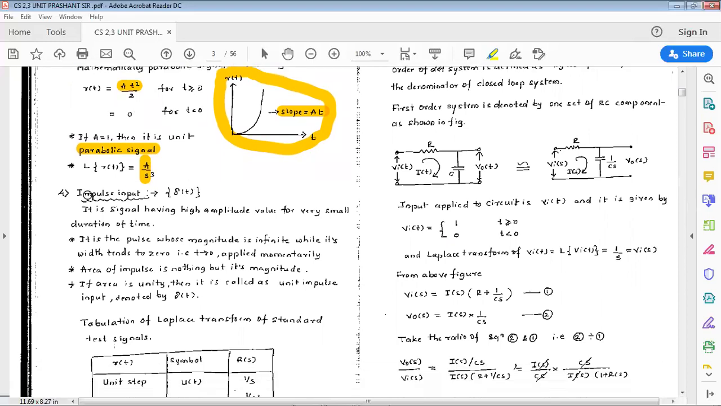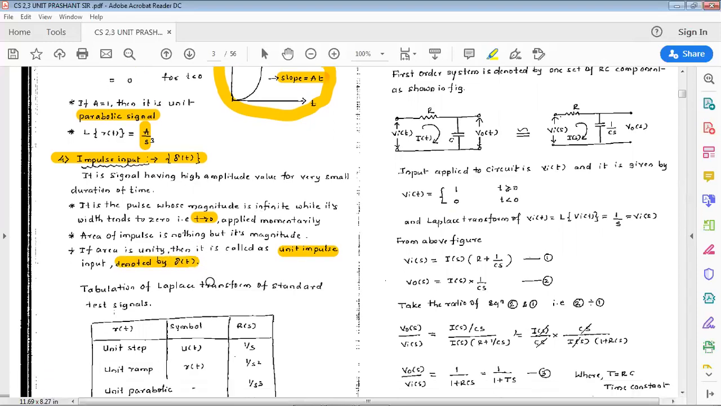The next standard test signal is the impulse input, that is delta t. It is a signal having high amplitude for a very small duration of t. It is a pulse whose magnitude is infinite while its width tends to 0, that is t tends to 0, applied momentarily. The area of that impulse is its magnitude. If the area is unity, then it is called the unit impulse input, denoted by delta of t.